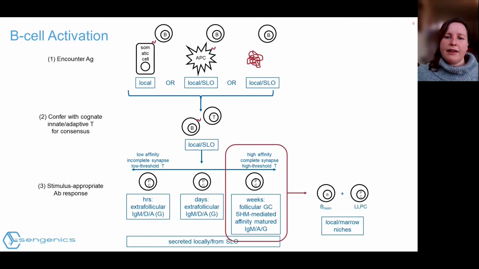The most high affinity cells will then go on to seed the memory B cell and the long-lived plasma cell populations for sustained protection. It's important to note here that what I've discussed is a primary response. So that is activation of a naive B cell. It is seeing the antigen for the first time.